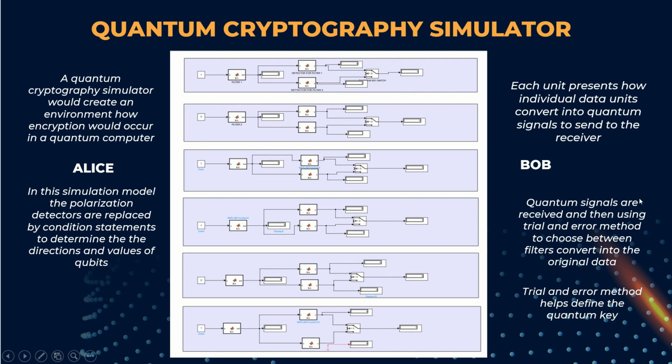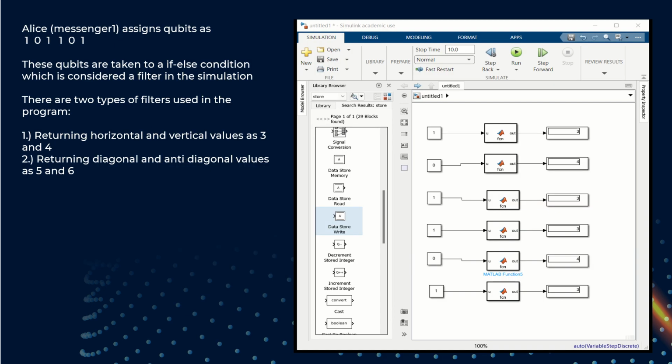convert individual units to quantum signals to be sent to the receiver, that is Bob. So these quantum signals are received and then, by some trial and error method, we choose between some filters to be converted to original data. This trial and error method gives us the quantum key. So when we use the same Alice and Bob example in our simulation, let's suppose Alice assigns qubits as 101101.